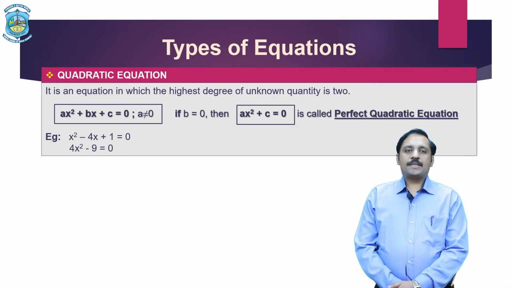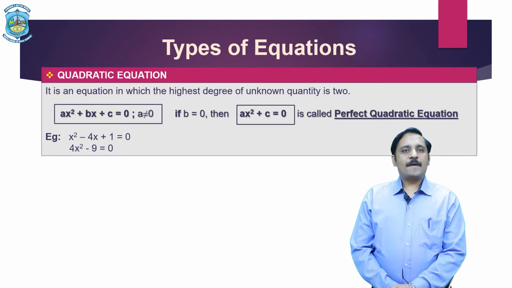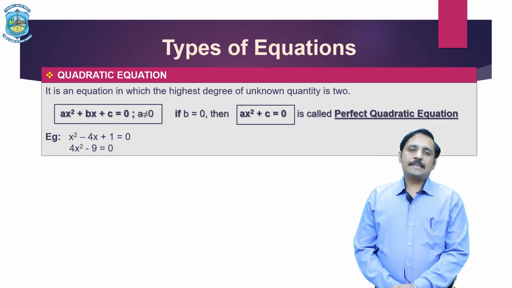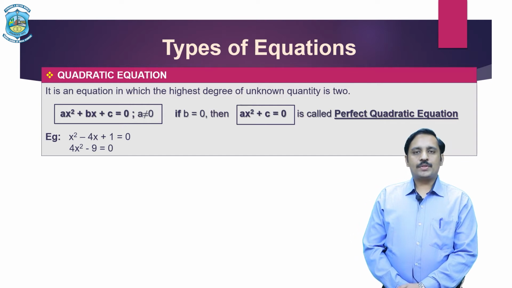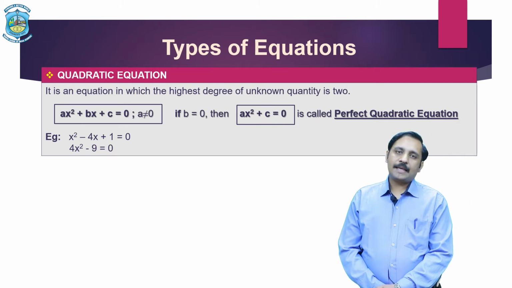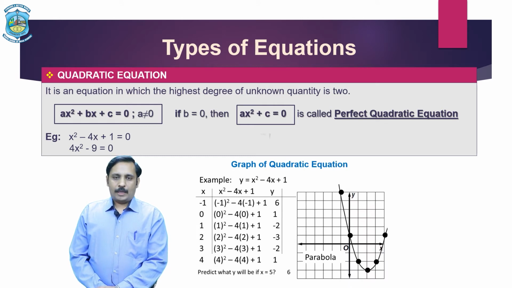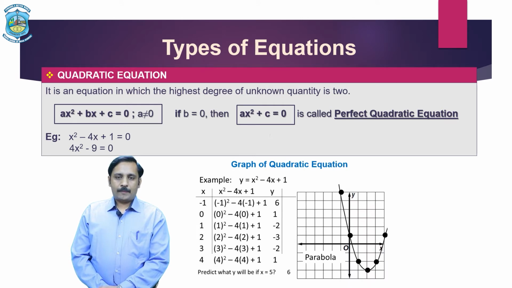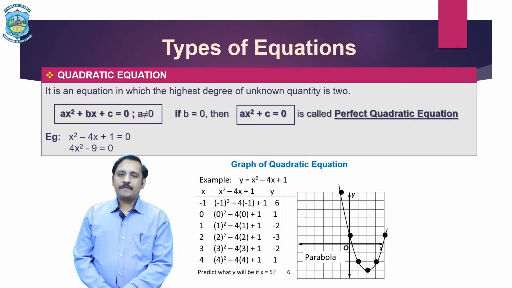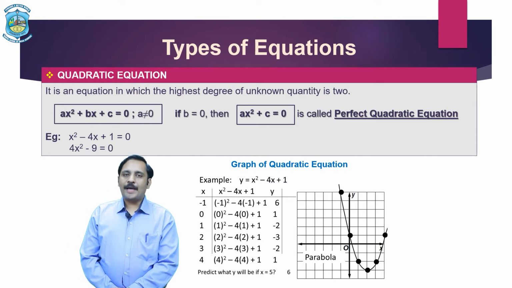For example, we have equations such as x square minus 4x plus 1 is equal to 0. Here the highest power of x is 2, hence this is a quadratic equation. Also, we have an example as 4x square minus 9 is equal to 0. This is an example of a pure quadratic equation where the unknown variable x has the highest degree 2. If we plot a graph of this equation, we have a parabola. After joining all the points, we get a parabolic curve, and the point of intersection of this curve with the x-axis gives the value of the roots, that is the value of the unknown. And for a quadratic equation, we have two values of the unknown.